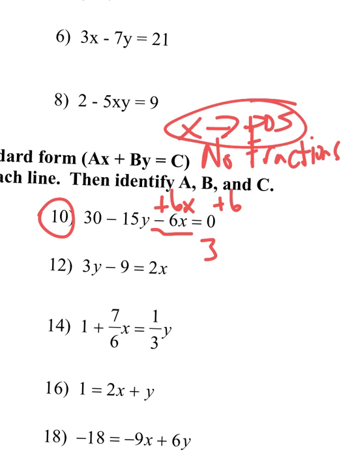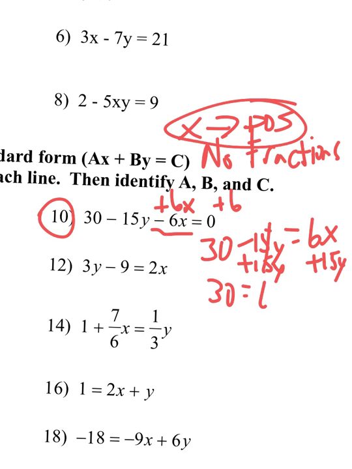Okay, so I have 30 minus 15y is equal to 6x. Now we're going to get the y term on that side. So we're going to undo it on this side by adding 15y. So I have 30 equals 6x plus 15y. Now, we've got it in ax plus by equals c form, which is our x and y are on the right, but that's okay. It doesn't matter which side you bring it to.